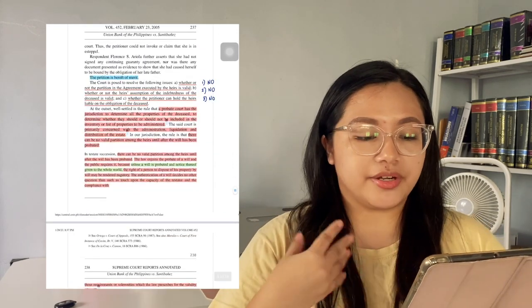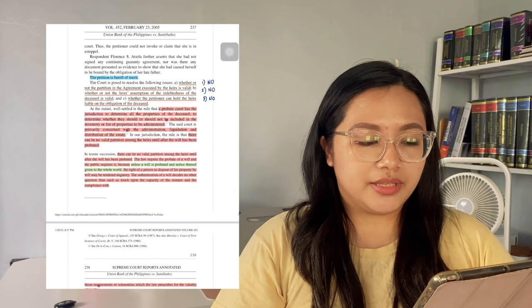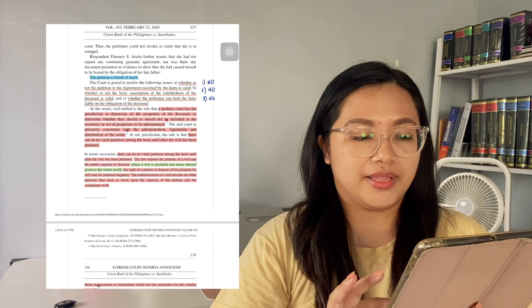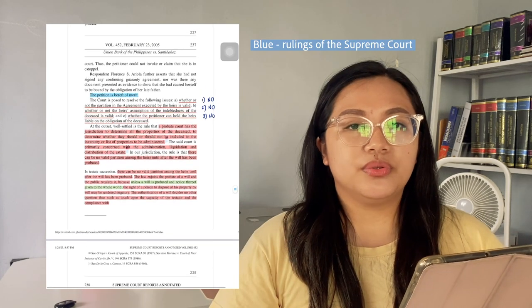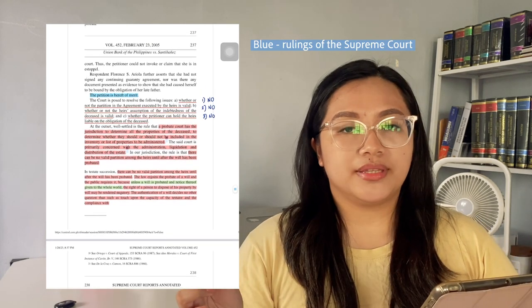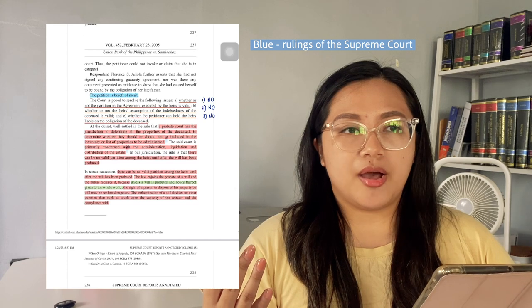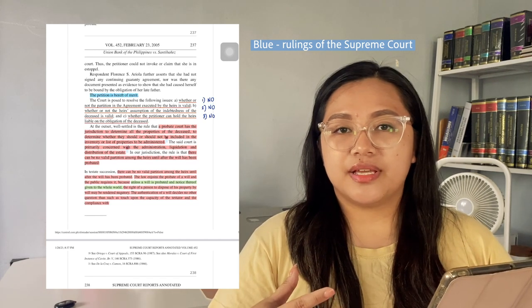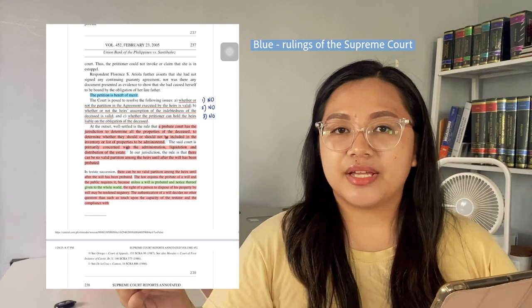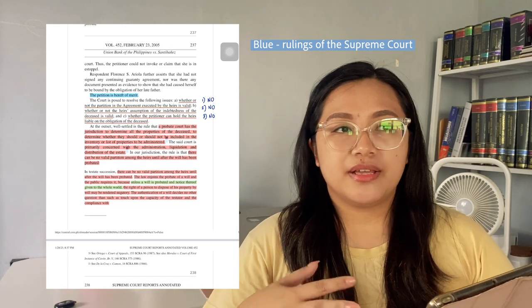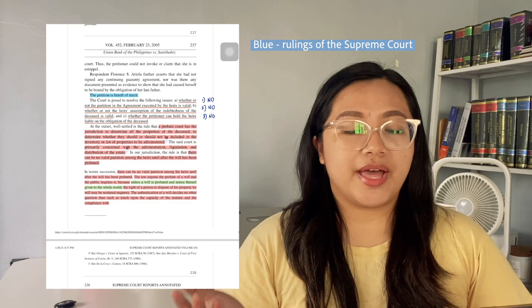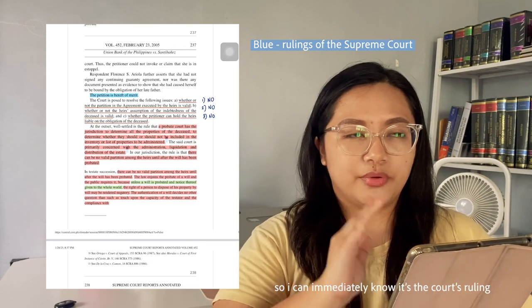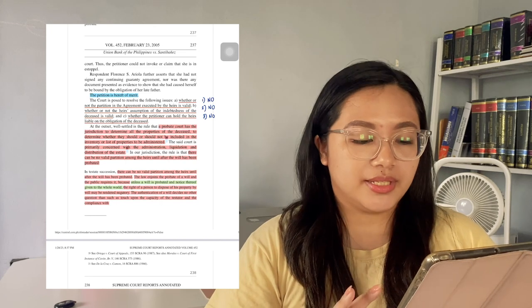So, as you can see, there's a red highlight, a green one, and then there's a red underline and a blue highlight. So, I use blue to highlight the rulings of the court. So, anything that answers the question or answers the issues of the case, anything that says the court therefore holds that, the court is of the argument that we therefore hold or rule that, yun yung mga rulings ng court. And I like to highlight it in blue, so alam ko na agad na yun yung ruling ng court.